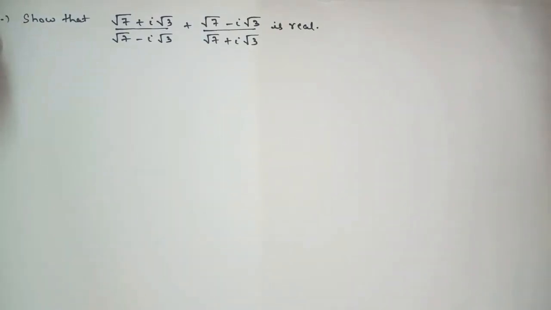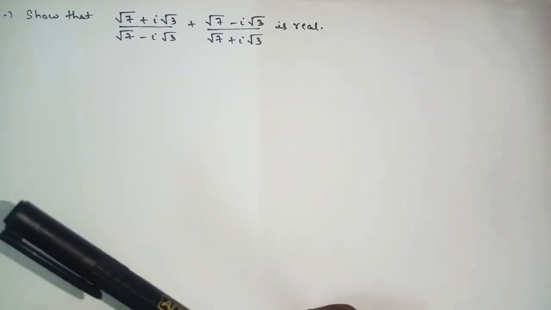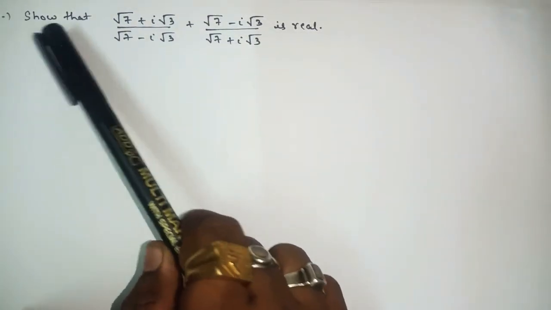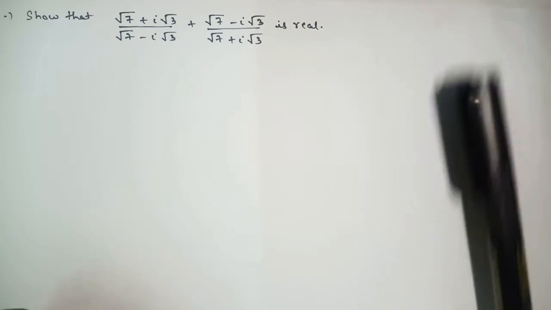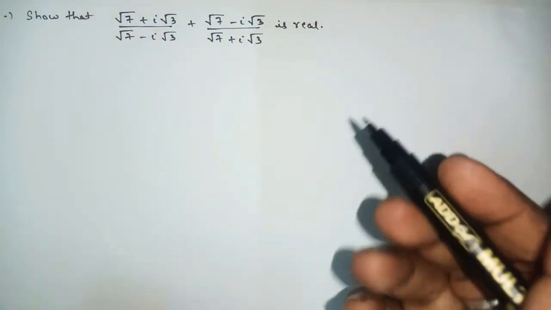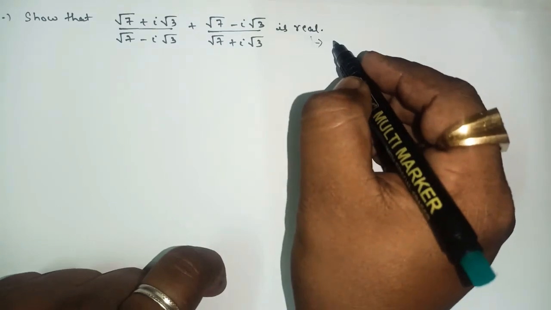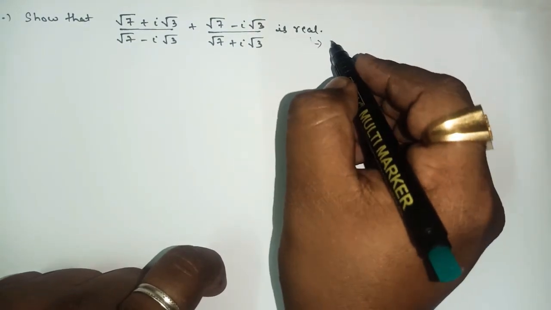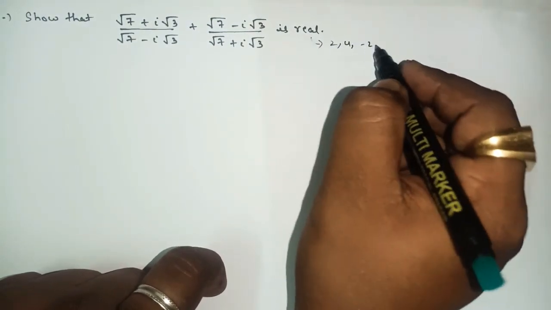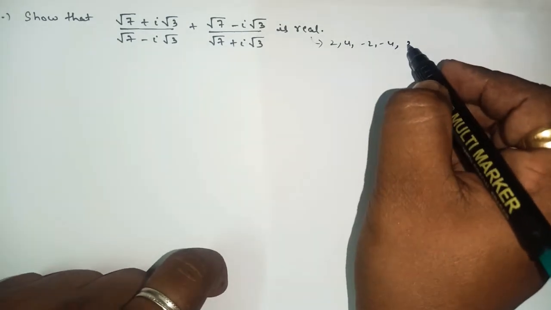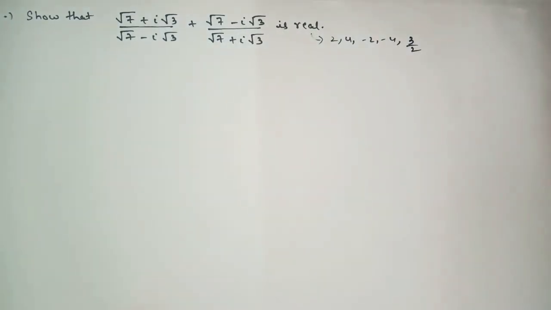Okay, so let's see the next sum. Here in this sum, it says that you have to show that this part is real. Real means what? The final answer, whatever you get, should be without i. Like you should get 2, 4, -2, -4, or the number can be a fraction, yes or no? A real number means the final answer should be without i.